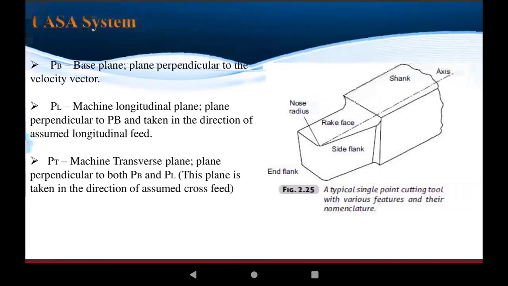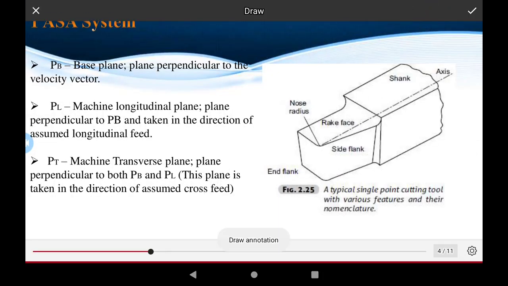In the American Standard Association system, PB is the base plane, the plane perpendicular to the velocity vector of the tool. PL is the machine longitudinal plane, perpendicular to PB, taken for the direction assumed for the longitudinal feed. PT is the machine transverse plane, perpendicular to both the base plane and the longitudinal plane, taken for the direction assumed for the cross feed.